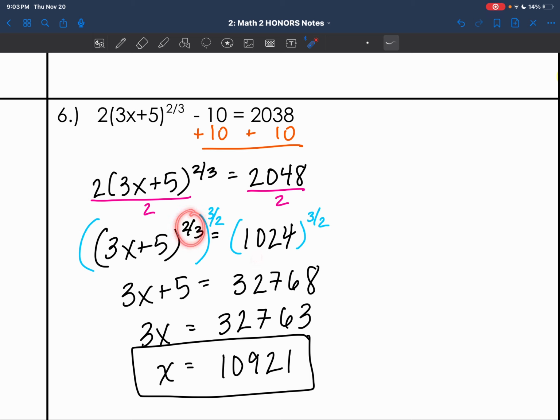Now we're going to take the inverse of 2/3, which is 3/2. And remember, those cancel each other out to give you an exponent of 1. So I'm left with 3x plus 5 equals 32,786. Again, I just entered this into the calculator. You could rewrite it if you wanted to, but you don't have to. Then I divided both sides by 3, and I got x equals 10,921.